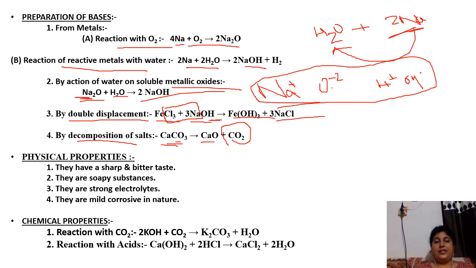Now the physical properties of bases. Usually the bases are sharp and bitter in taste, having soapy touch. चिकने होते हैं बहुत ज़्यादा. They are strong electrolytes, means they can carry electricity, and they are also corrosive in nature. When they react with CO2, the CO2 get added in it and it result in the formation of carbonate. देखो carbonate को heat करोगे, CO2 will get evolved. But if you add CO2 in base, it results again in the formation of carbonate.